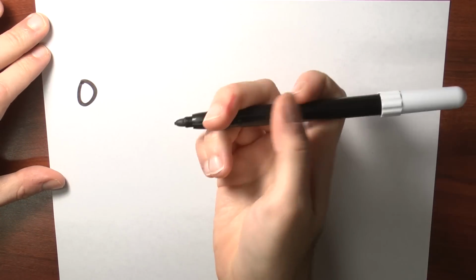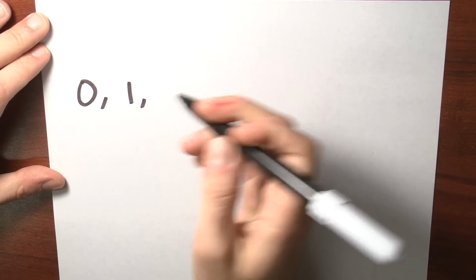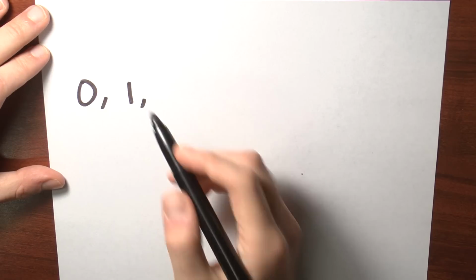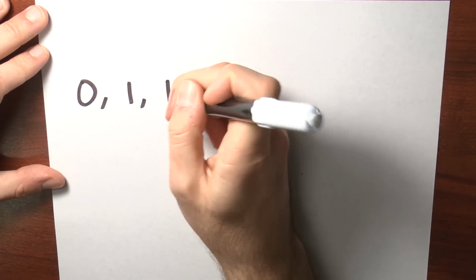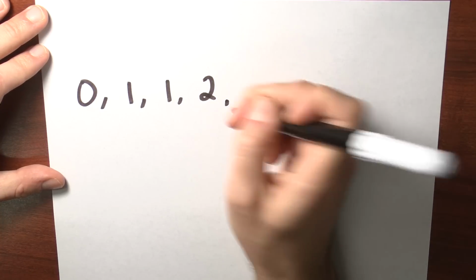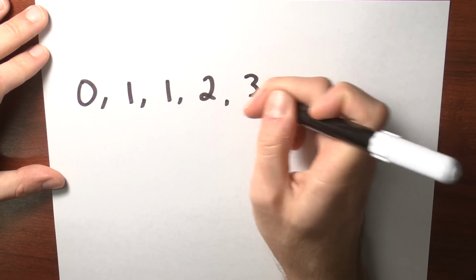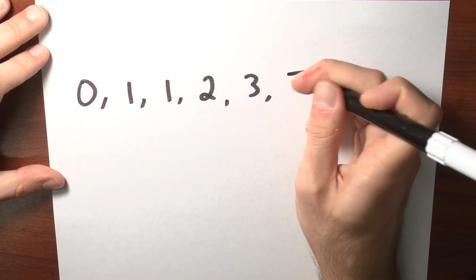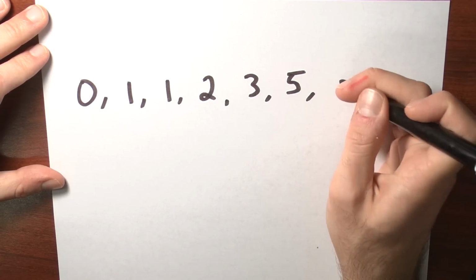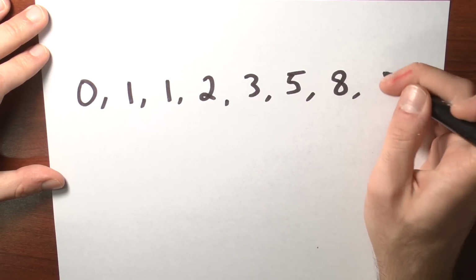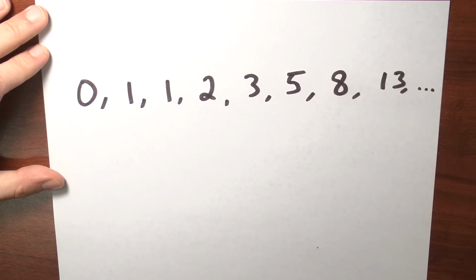Long time ago, we met the Fibonacci numbers. So that's a sequence that goes, we'll start with 0, and then 1, and then each subsequent term is the sum of the previous two. So 0 plus 1 is 1, 1 plus 1 is 2, 1 plus 2 is 3, 2 plus 3 is 5, 3 plus 5 is 8, 5 plus 8 is 13, and then it keeps on going.